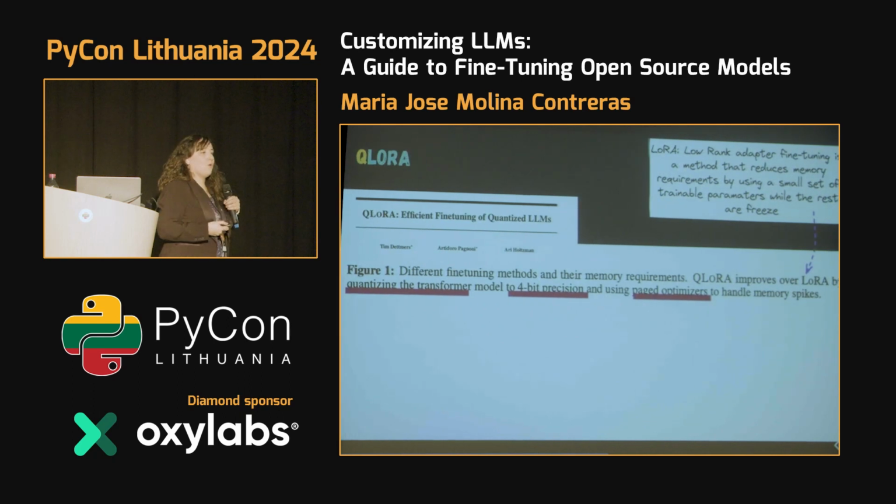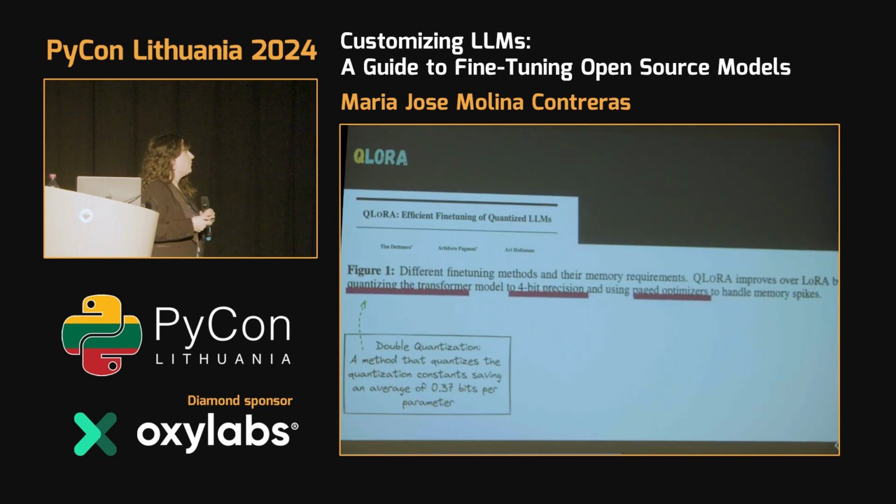And we are going to go one by one, not very deep, just to give you a brief idea of what we are talking about and why this is important, and then go into how we apply that in our code. LoRA is a low-rank adapter fine-tuning method, mainly to reduce memory, and the idea is to use a small set of trainable parameters. We have all the parameters, but we are just going to train some of them, and meanwhile the others are going to be frozen.